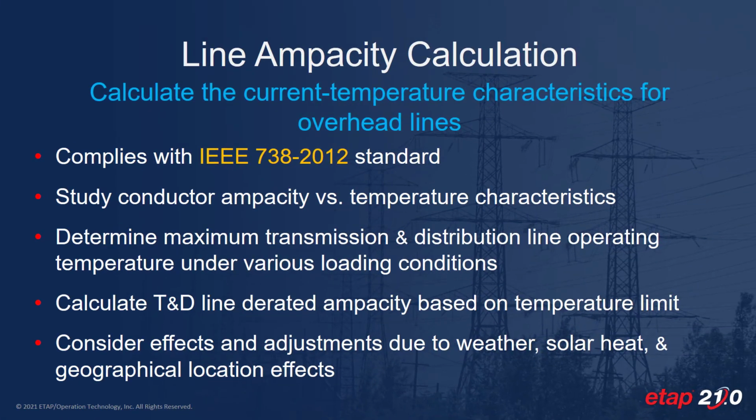For line ampacity calculations, calculate the current temperature characteristics for overhead lines. It now complies with the IEEE 738 standard, studies conductor ampacity versus temperature characteristics, and considers effects and adjustments due to weather, solar heat, and geographic local effects.